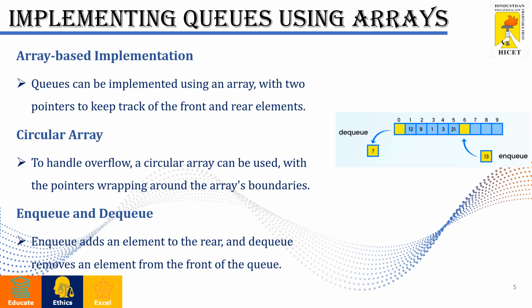Implementation of this queue can be done using arrays and linked lists. First one is array. In the case of an array, the size of the array is fixed, it cannot be increased. So this is a bounded one. If the array size is 10, only 10 elements can be inserted into the array. And another, you can have a circular array or a circular queue. So this works in a circular fashion.